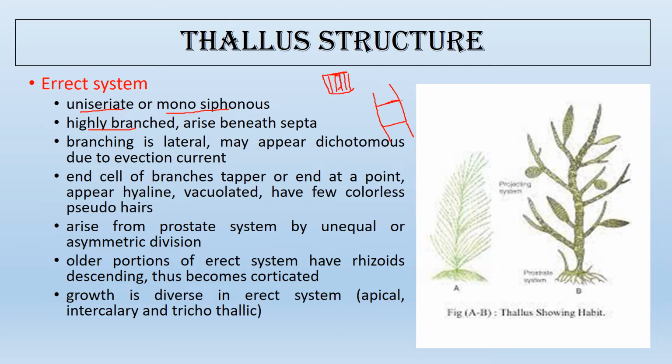the septa. This is the septa, and branching appears beneath the septa. So this is how the branching is. Branching is always lateral because it appears beneath the septa, but it can appear dichotomous because of the convection current. Due to the convection current, the lateral branches are raised in position, and due to this they might appear as dichotomous.